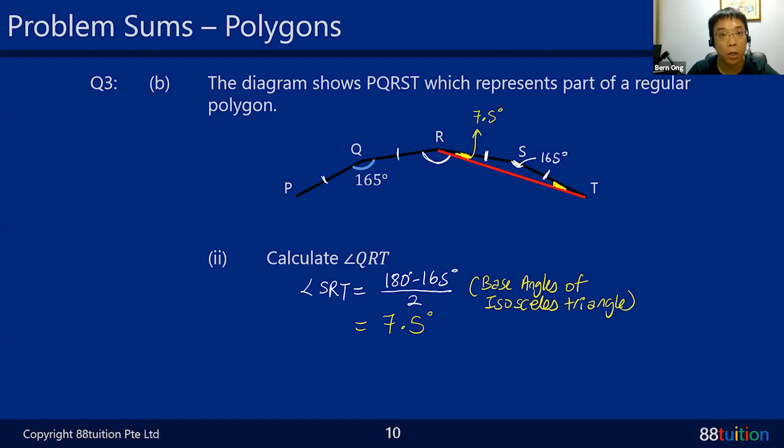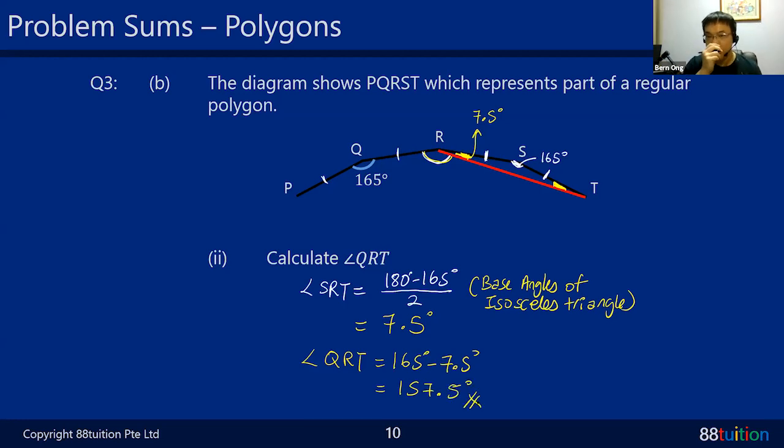Relax. You're looking for angle QRT. QRT is this one out here. So 165 minus 7.5. Why is it 165? Because all the interior angles are the same, they are equal. 165 minus 7.5 gives 157.5 degrees, and that's your answer. This one has no reasoning, and that is okay. Those with a reason, you must write the reason. But this one is one angle minus another angle, so there's no reason for that. Just leave it. Got reason, must write reason.